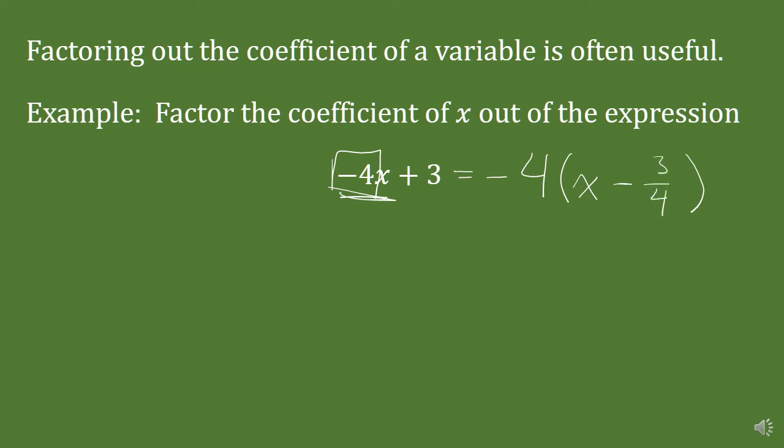So you can see if we expand this again, you would get negative 4 times x, you get negative 4x, and you would also get negative 4 times negative 3/4, which gives you 3. So this is negative 4x minus 3/4.